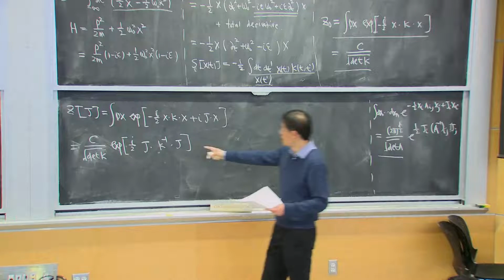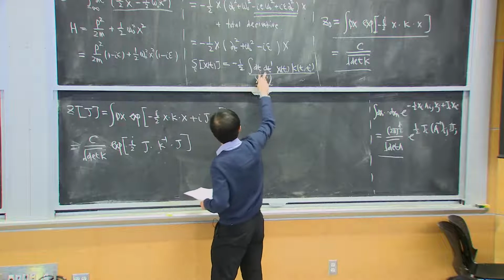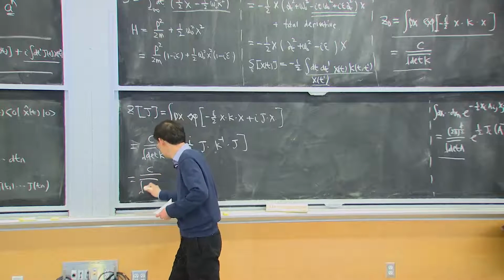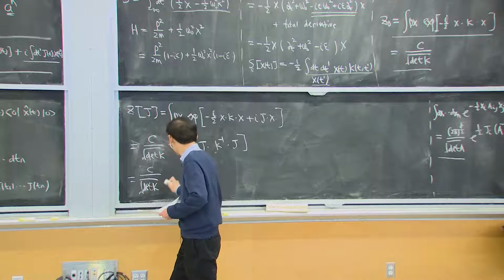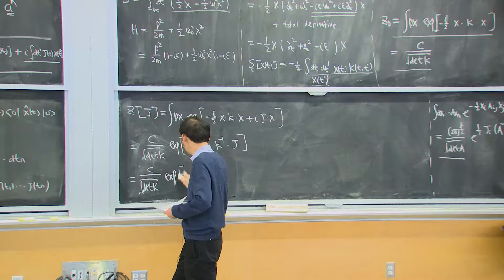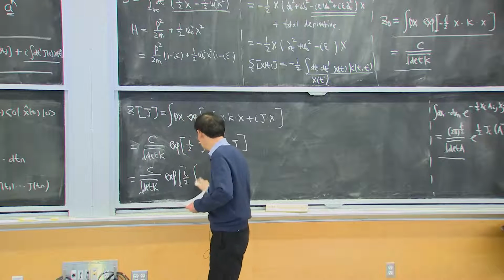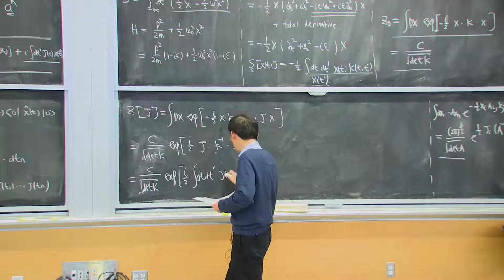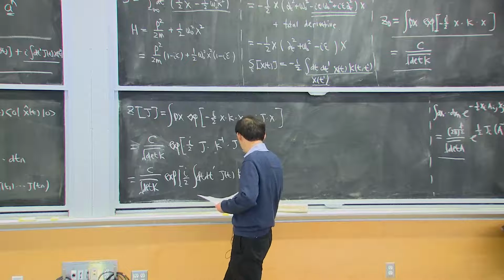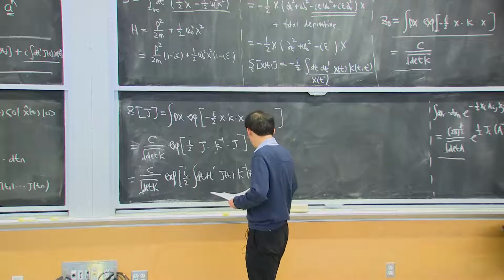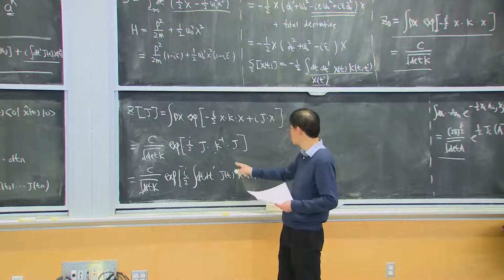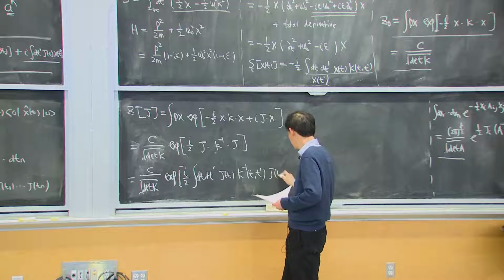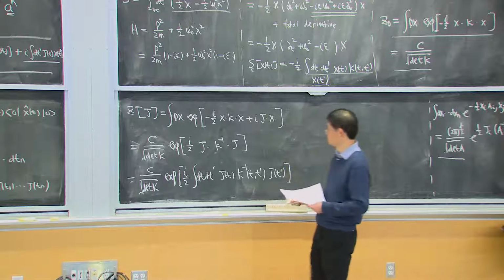And if we translate back into the function language, this gives you C over the square root of determinant K times exponential of i divided by 2, integral dt dt prime, J(t) K^(-1)(t, t prime) J(t prime). K^(-1) should be understood as the inverse of this K.